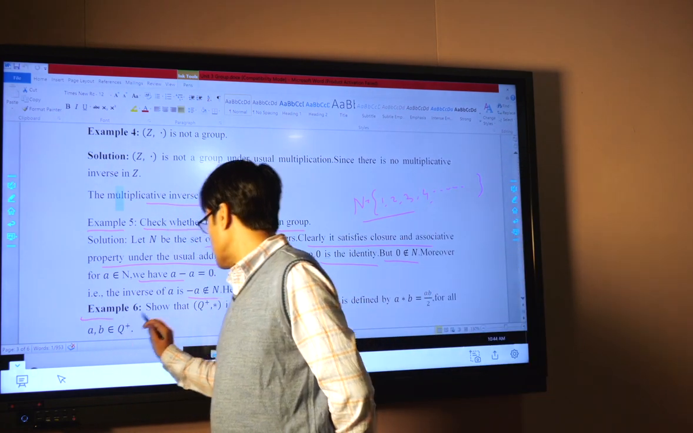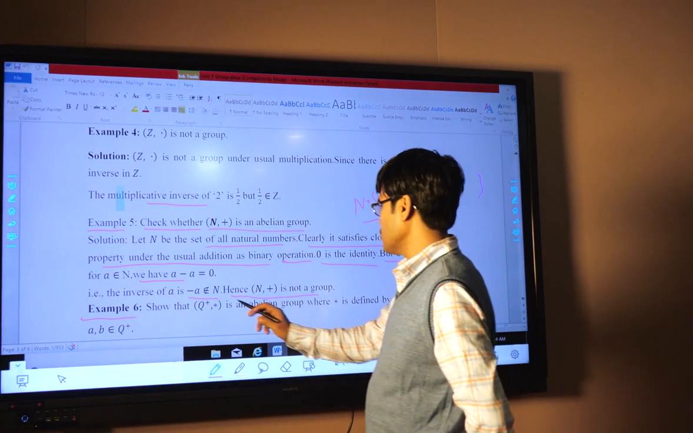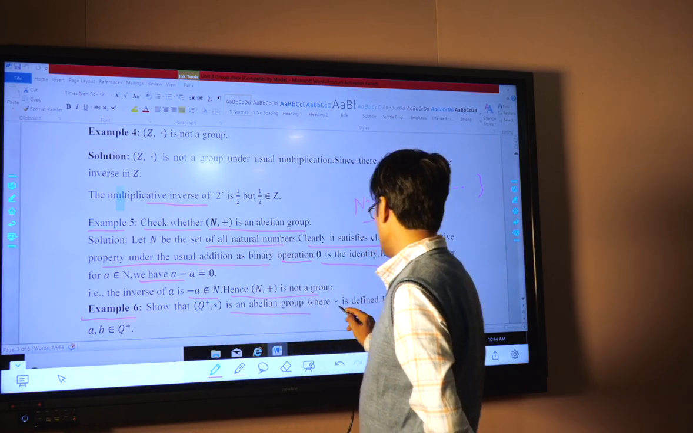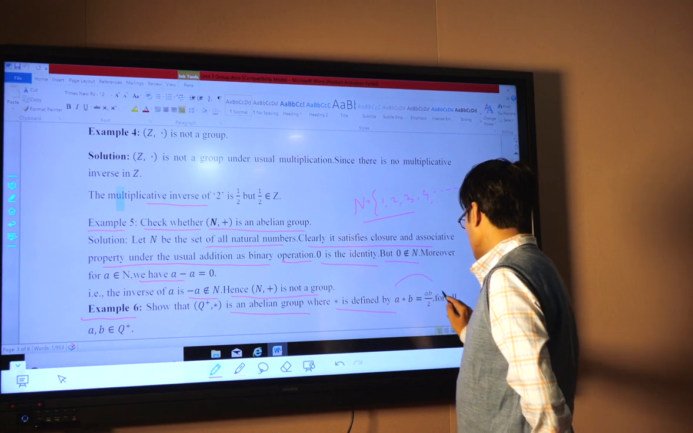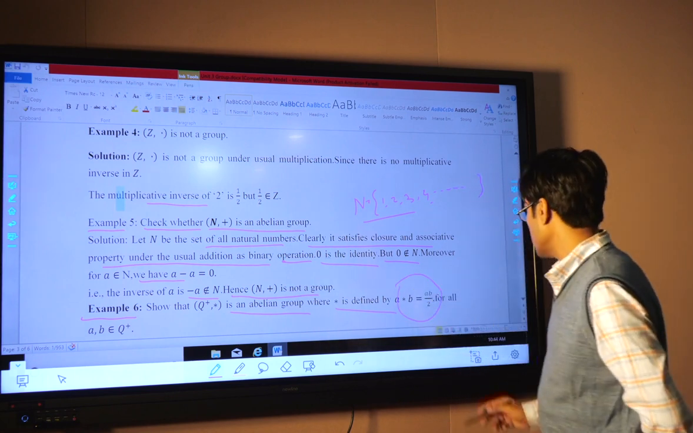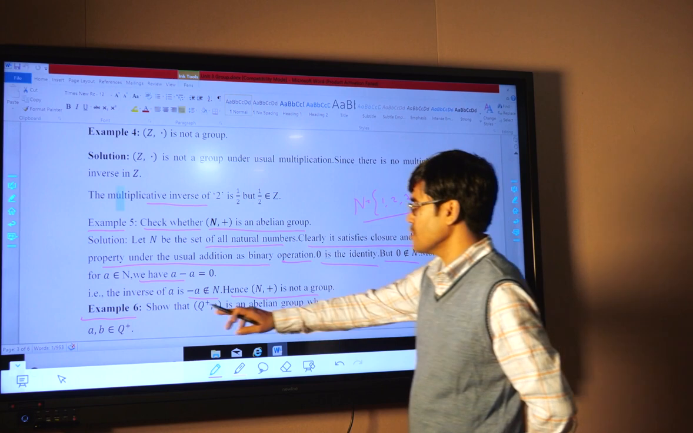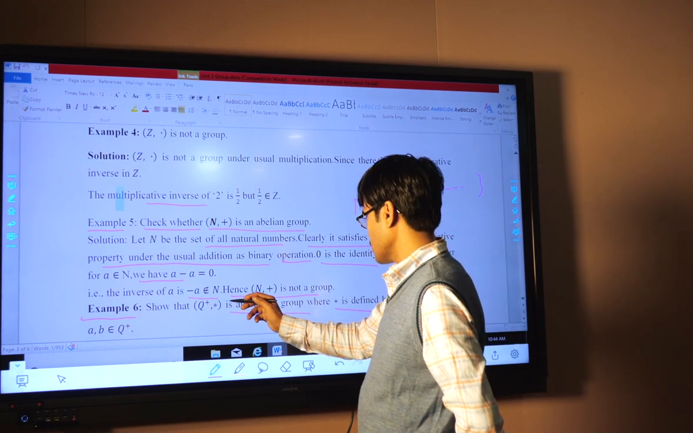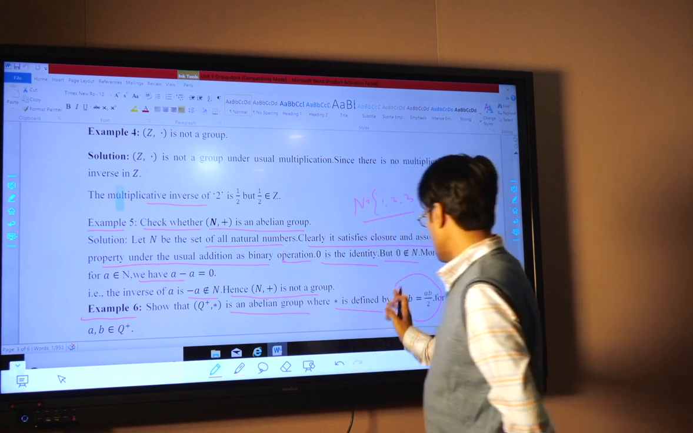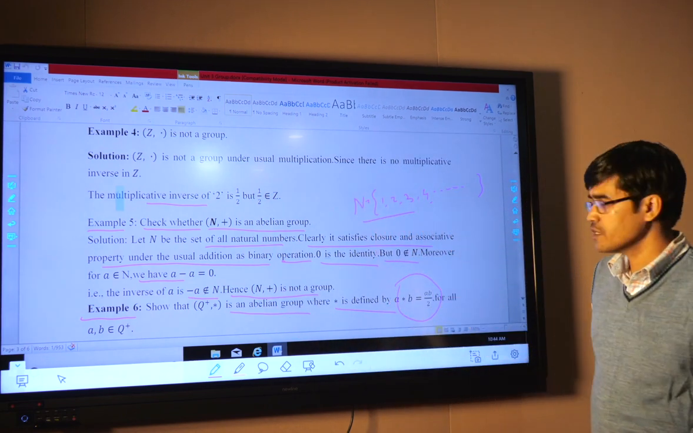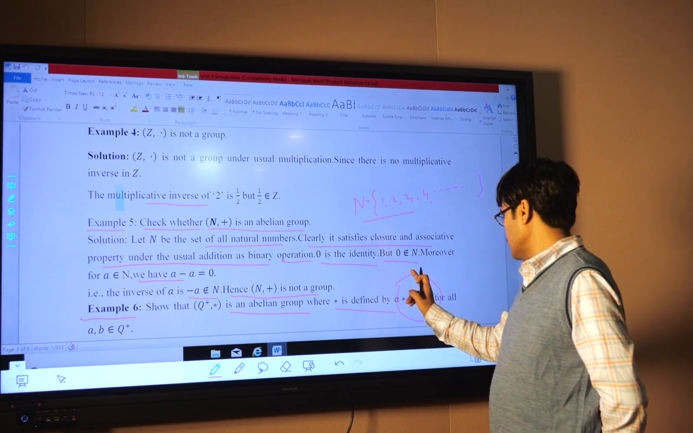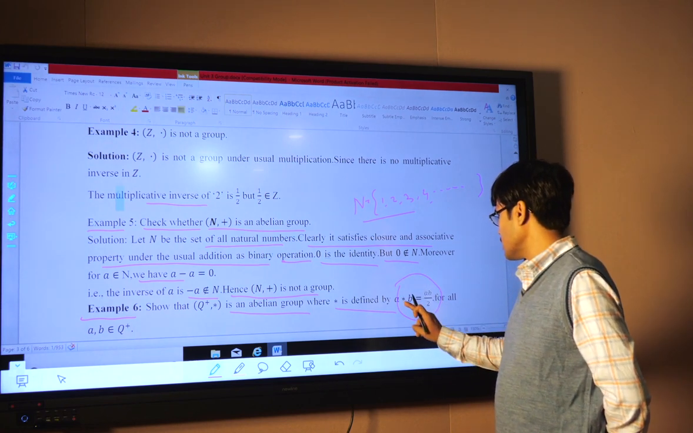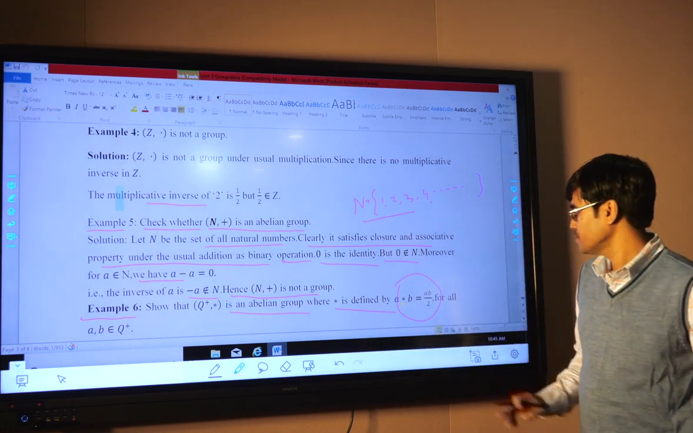Next, example 6: show that Q plus, the set of positive rational numbers, is an abelian group where a star b is defined by a star b equal to ab by 2, for all a, b belonging to Q. So we have to show that Q plus with star is an abelian group, and the binary operation is defined by this relation: a star b is equal to ab by 2.